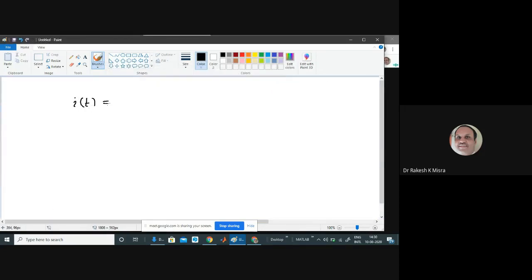i(t) is equal to V by R when t is less than or equal to 0, and this is V by R e to the power minus t divided by L by R when t is greater than 0. This is the complete expression.